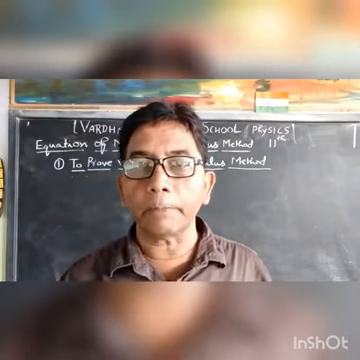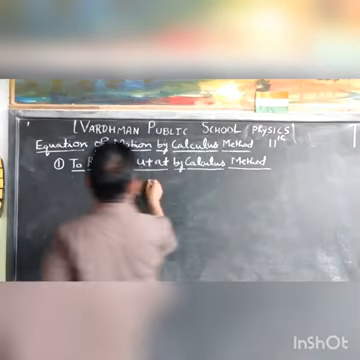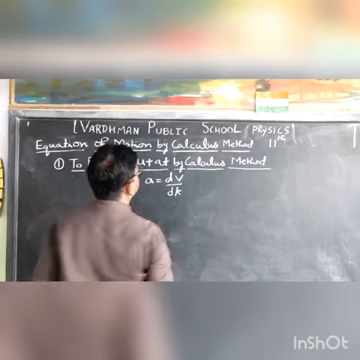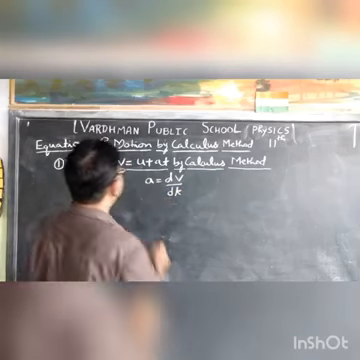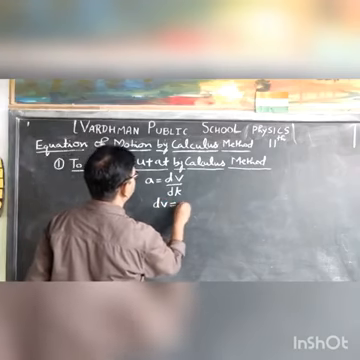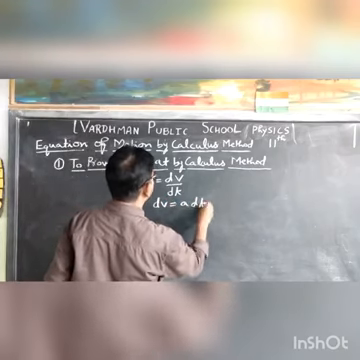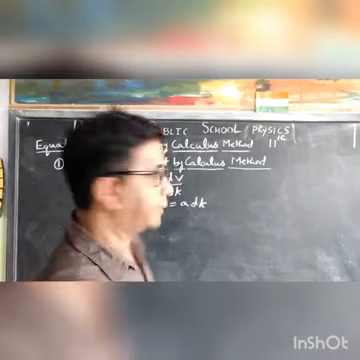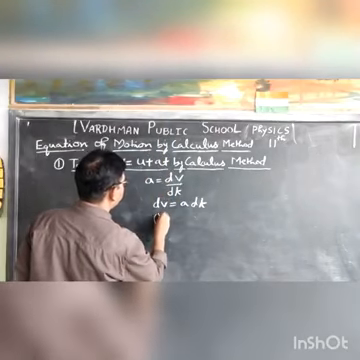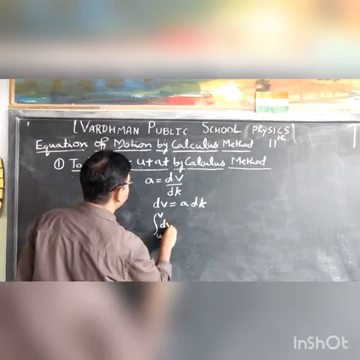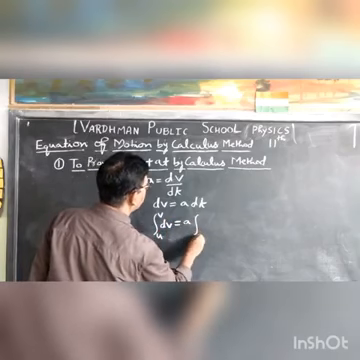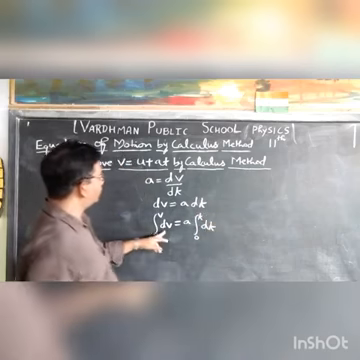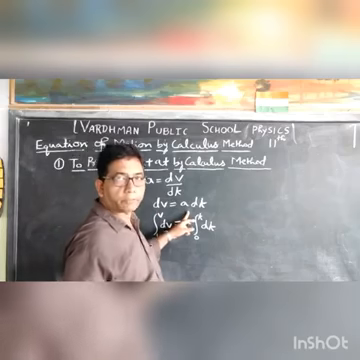a = dv/dt. Now we will cross multiply, then dv = a dt. Now we will integrate the equation from both sides. That is, the integral from u to v of dv equals a times the integral from 0 to t of dt.